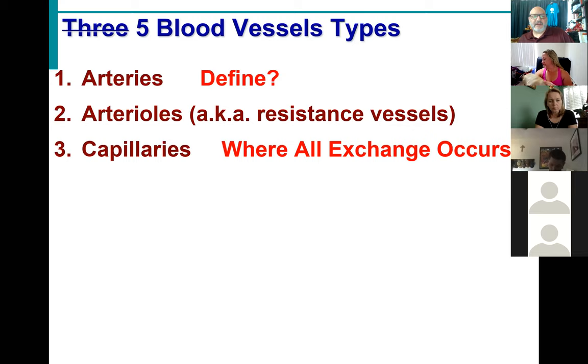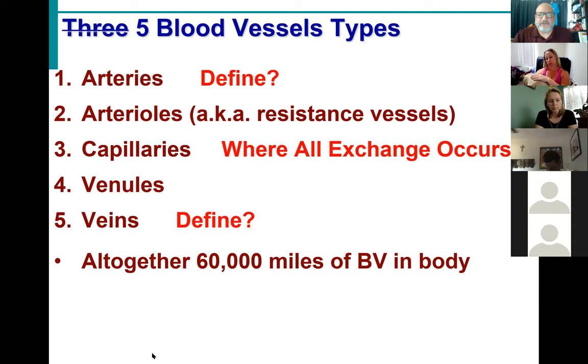All righty. If you were to take all the blood vessels out of your body and lay them out end to end, it would hurt a lot. All right, questions on that?